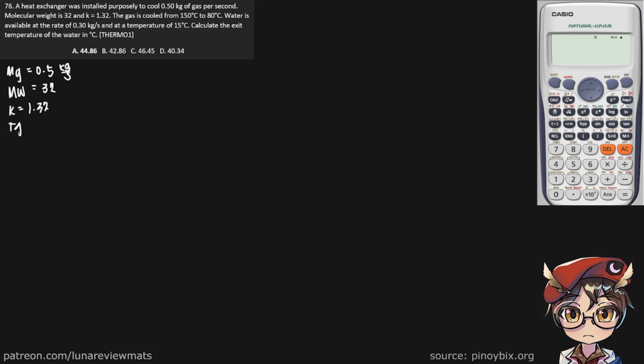So let's call that Tg1, 150 degrees C. Let's convert that into Kelvin first. It is 423 Kelvin. And Tg2 is 80 degrees C, which we also need to convert into Kelvin first. 353 Kelvin.